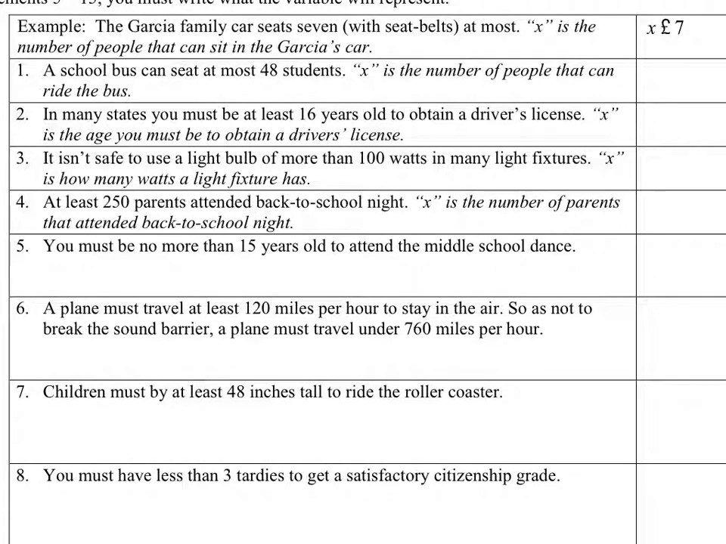The Garcia family car seats 7 with seat belts, which is important, otherwise you get a ticket. At most, X is the number of people that can sit in the Garcia's car. Now this is 7 at most, so it's really less than or equal to.